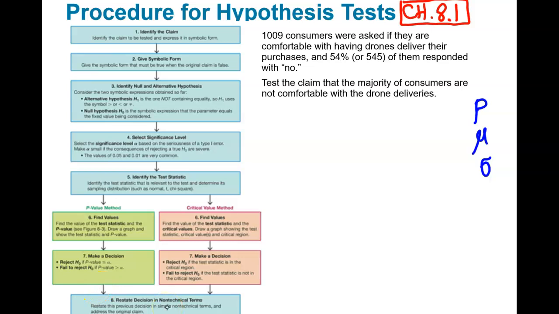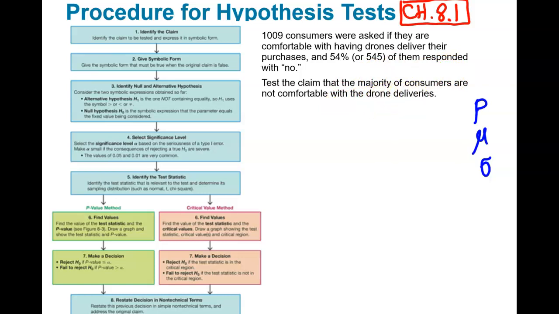So let's review the procedure based on this example. 1,009 consumers were asked if they are comfortable with having drones deliver their purchases, and 54%, or 545, responded no. Test the claim that the majority of consumers are not comfortable with the drone deliveries.